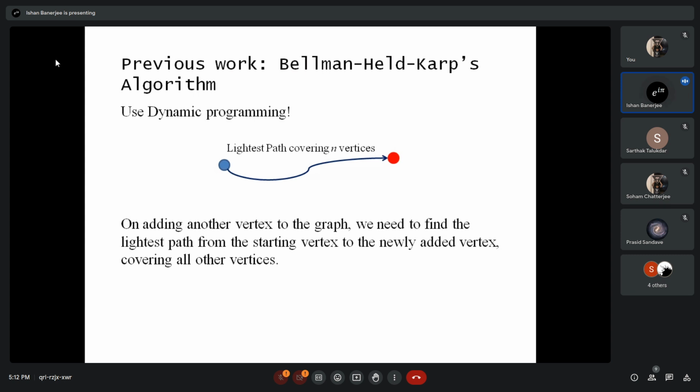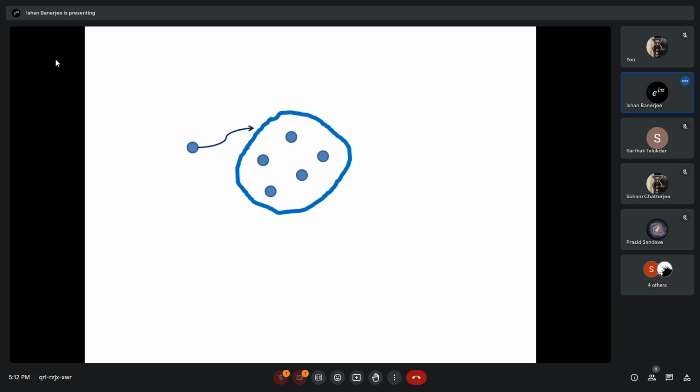If we add another vertex to that graph, and we want to find the lightest path between the starting and the end point, let's say this is the graph, and by this arrow I mean the 2. So this vertex is the starting point, and we have the information regarding the shortest path between this starting vertex and all the other vertices. Suppose we add another new vertex and we want to find the lightest path between the starting and the end vertex. So what can we do?